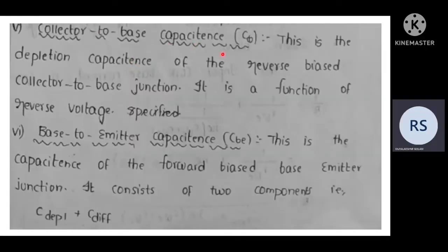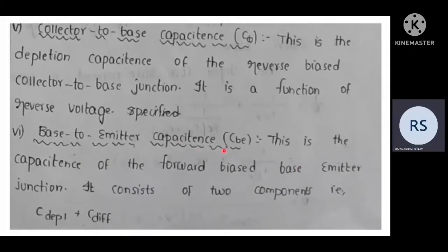Collector to base capacitance CB'C. This is the depletion capacitance of the reverse biased collector to base junction. It is a function of reverse voltage. Base to emitter capacitance CB'E. This is the capacitance of the forward biased base emitter junction.